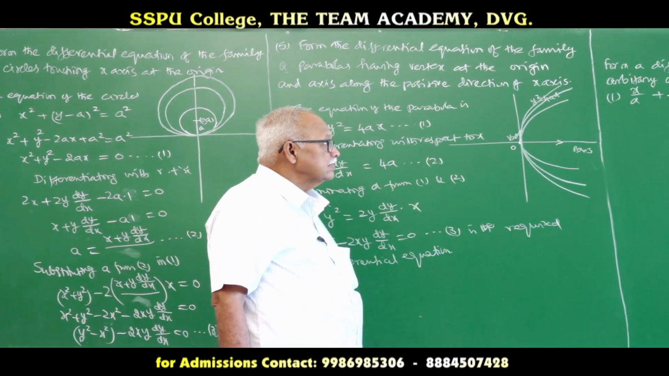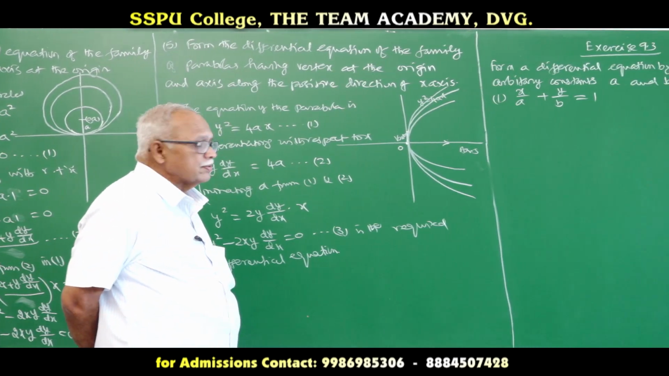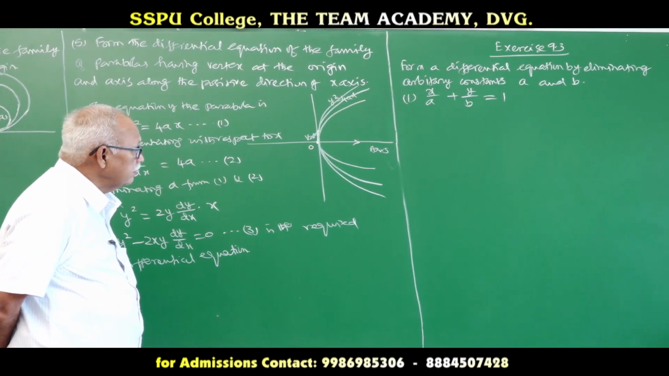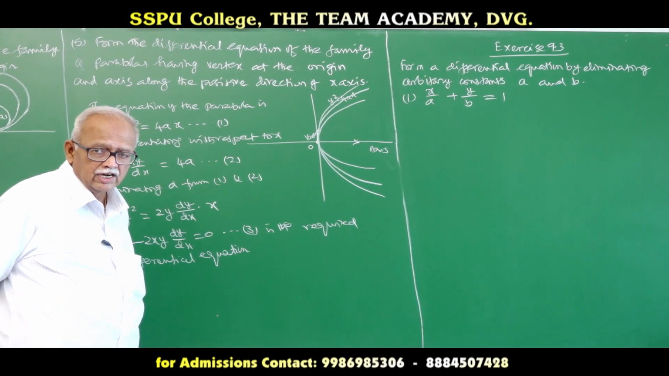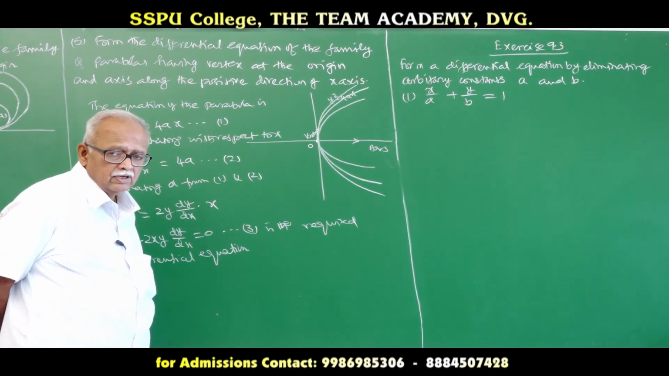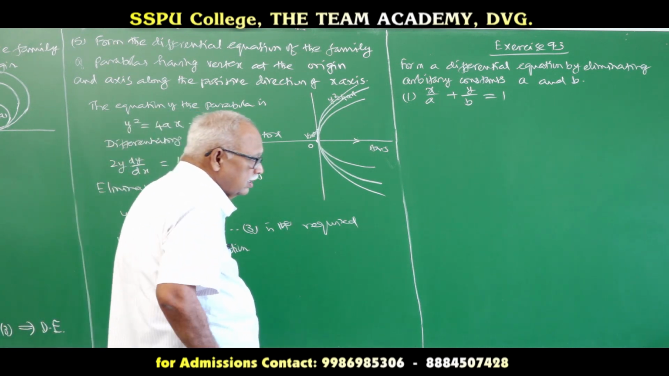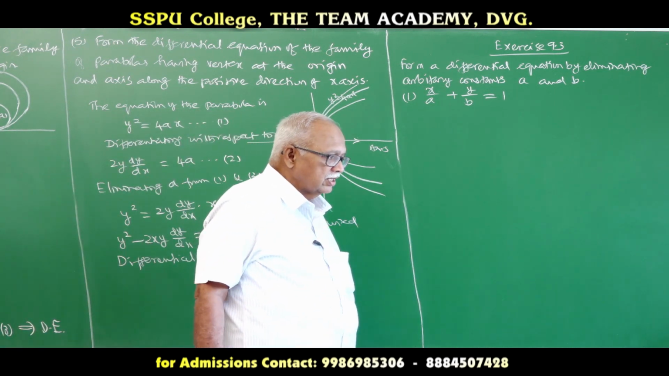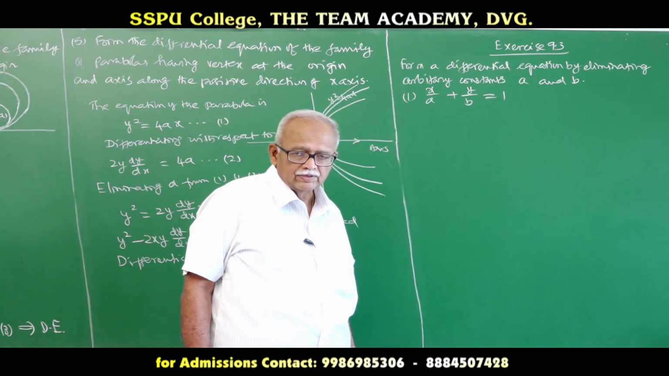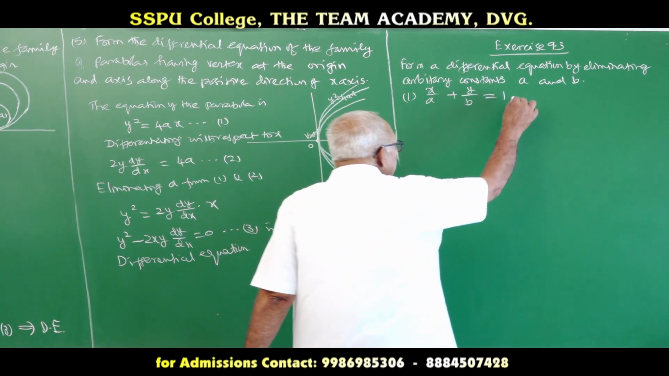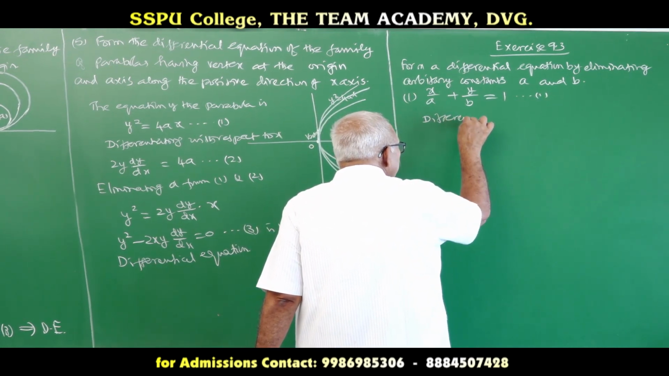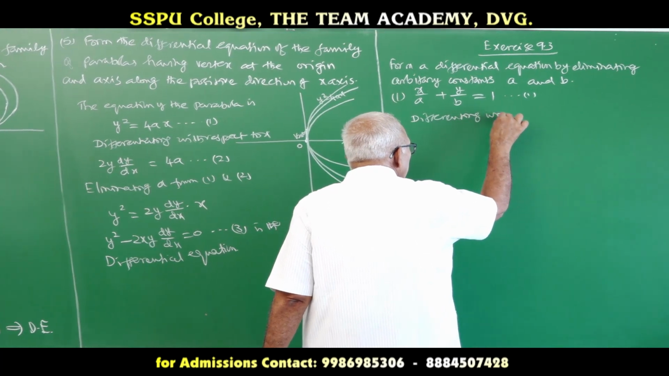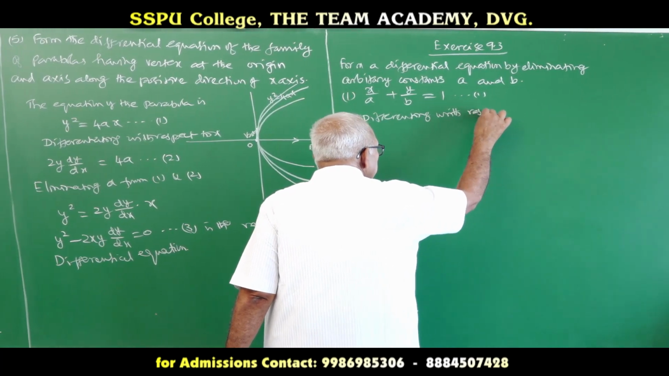Another, in the exercise we have got 10 problems with the 2 entrance examination problems. Let us go to exercise 9.3, form a differential equation by eliminating a and b. We have seen the ellipse, but this is a straight line with 2 constants. What is this form of straight line called? Intercept form of straight line, where a and b are x and y intercepts. Now, take this as equation 1, differentiating with respect to x.